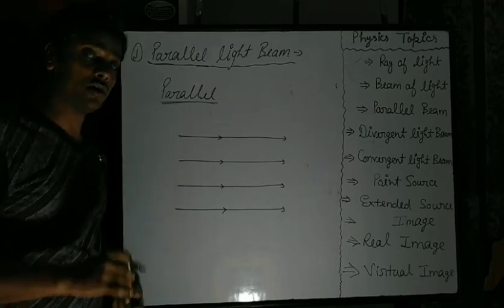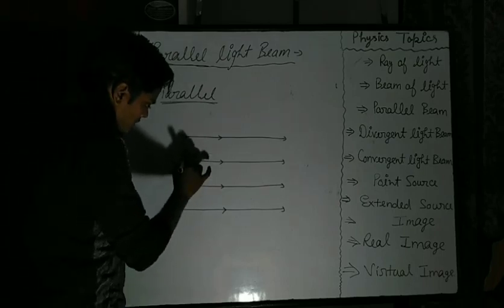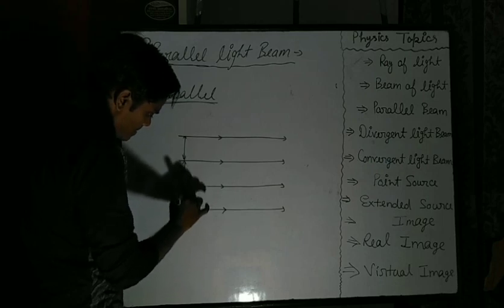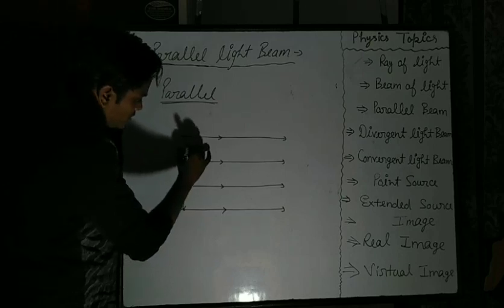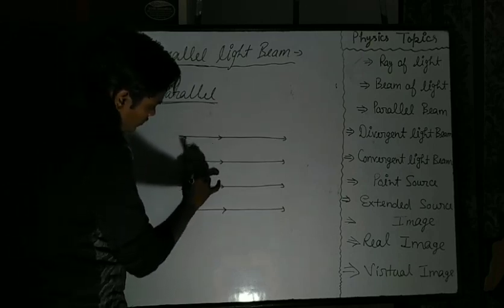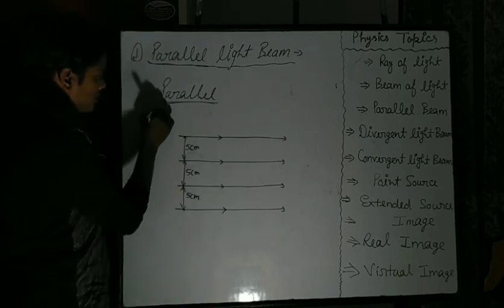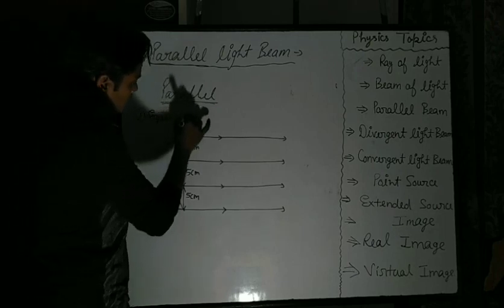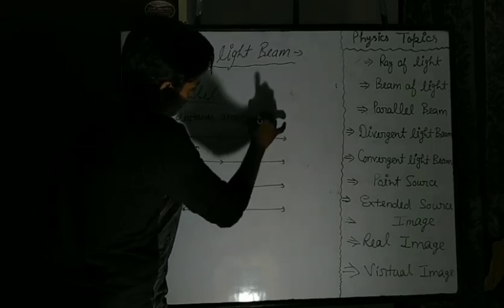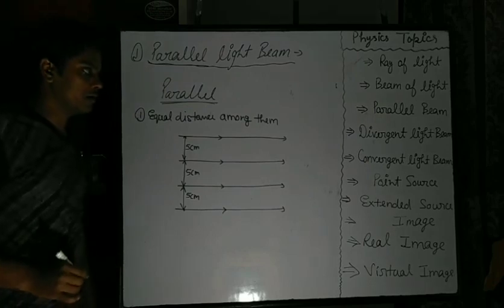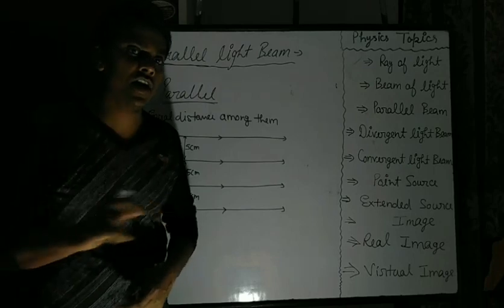Why are they called parallel light beam? Because they are having equal distance among them. If this one is 5 centimeter, this one is also 5 centimeter, and this one is also 5 centimeter. So first one, equal distance among them. Okay, and the second one, they will never meet with each other at any point.